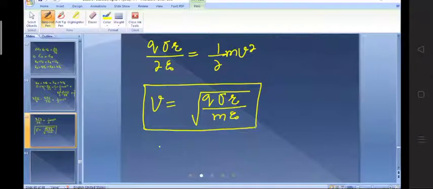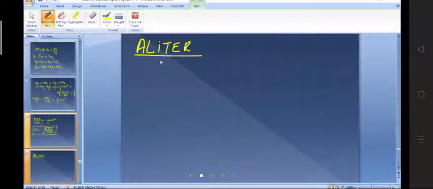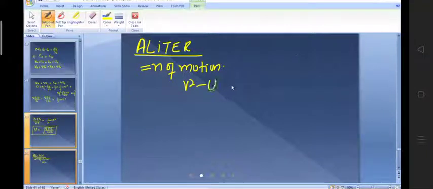Okay, there's one more alternate way as well. So here I will write down alternate method. The alternate method for this problem is like this. We can apply the equation of motion. Why can we apply the equation of motion? The reason is that the electrostatic field due to the charged sheet is constant. Then I can write down this equation: v square minus u square is equal to 2as. This is the equation of motion.